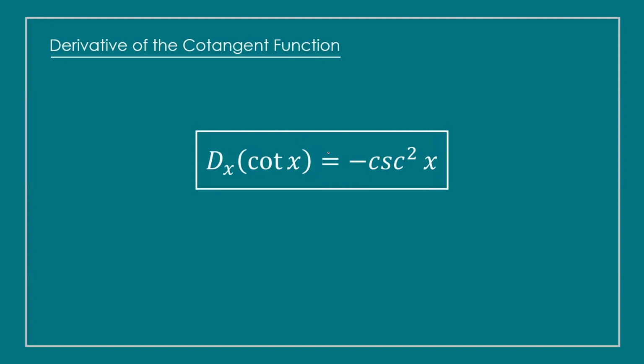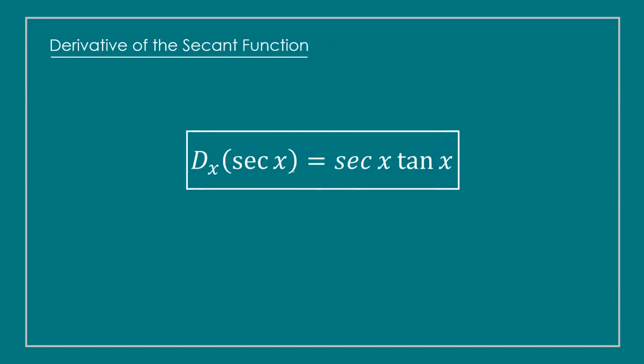Okay, so for cotangent, you're going to have negative cosecant squared x. So that will be the derivative. And then for secant x, the derivative is secant x tangent x.